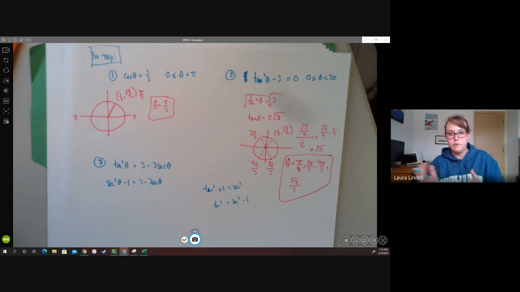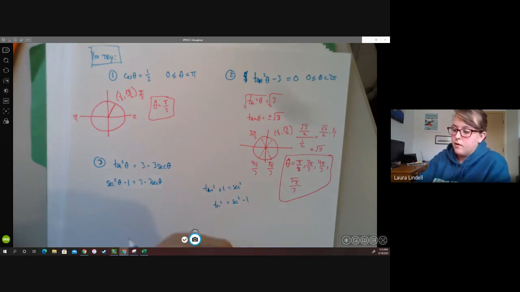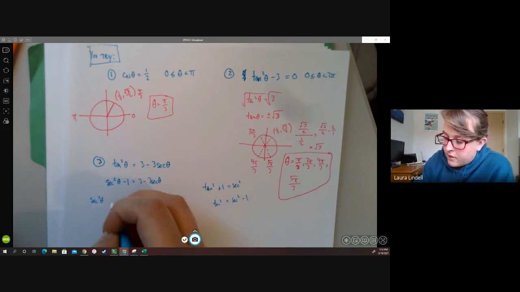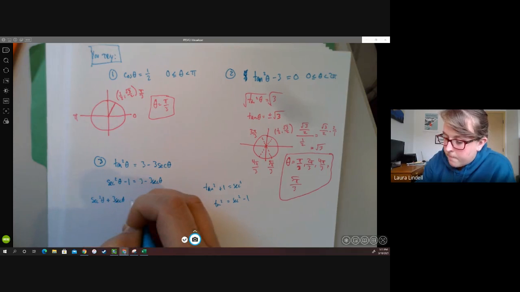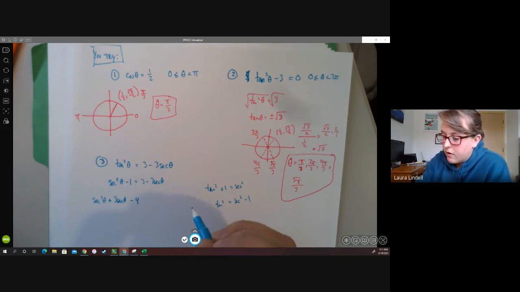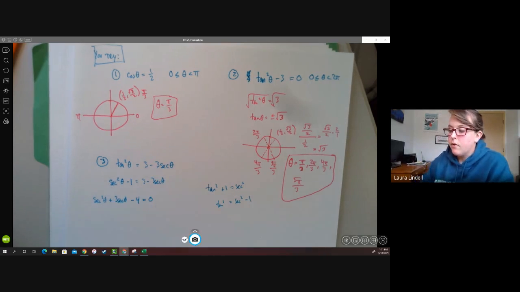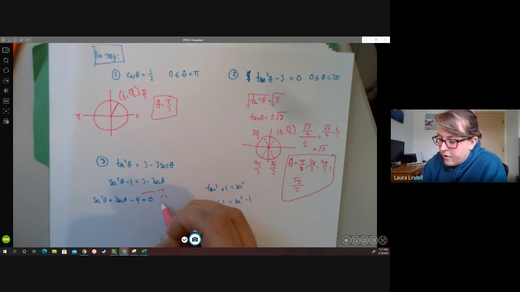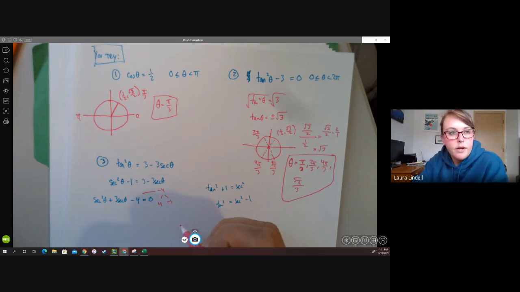Then I'm going to move everything over to one side. So we've got secant squared plus 3 secant minus 4, because I subtracted 3 over and I added 3 secant over, equals 0. And now this becomes just like the factoring one that we did for one of our examples. I think it was example 4. So now we can factor this thing. We're looking for things that multiply to negative 4 and add to 3. So that would be positive 4 and negative 1.